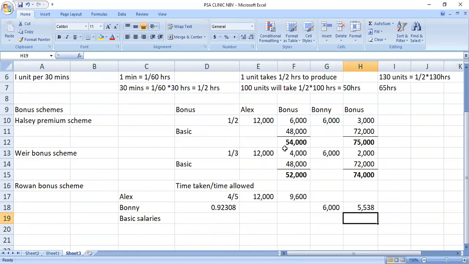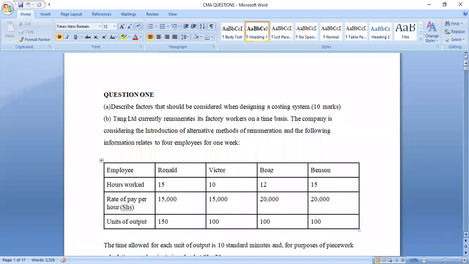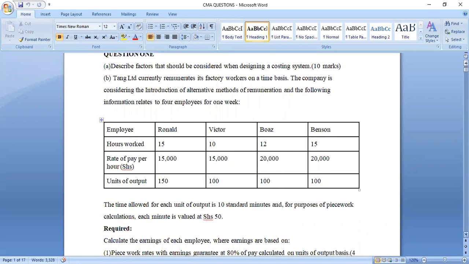This one is from the questions, the CMA questions that I shared with you in the group. Here it is. You're going to try out one number. I mean, this is the last number. So kindly appreciate it. So there's this part A, describe factors that should be considered when designing costing system. Okay, I've not read that part yet, but you should read it. Okay, the first part, that's topic one.